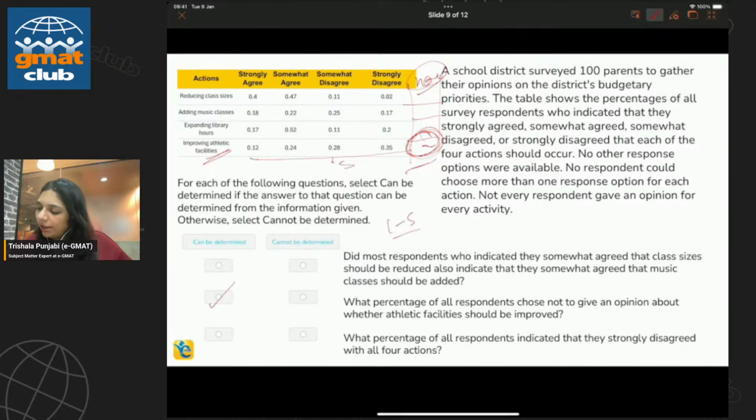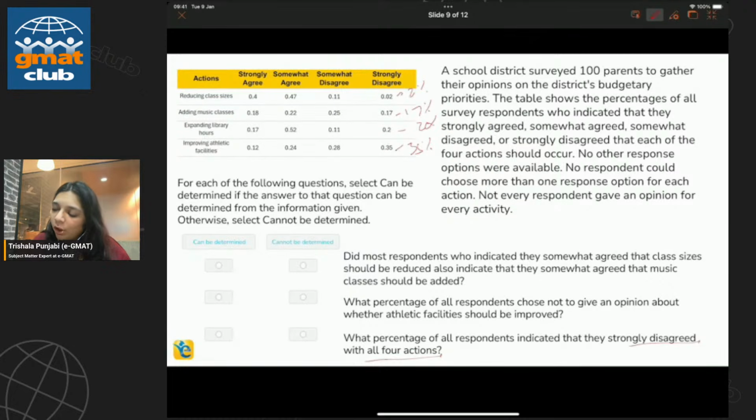Now, if we talk about the last one, what percentage of all respondents indicated that they strongly disagreed with all 4 actions? So here, this is like 2%, this is 17%, this is 20%, this is 35%, but we don't know if all of them fall under this 35% bucket. Let us say that 35% strongly disagree with them, and those same people strongly disagree with this and this and this. Or it is a completely different set of people.